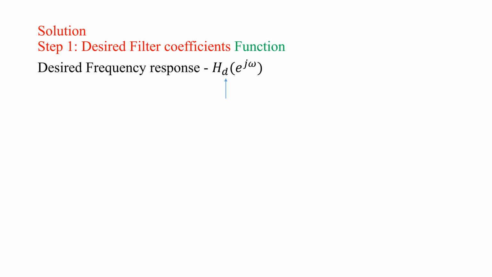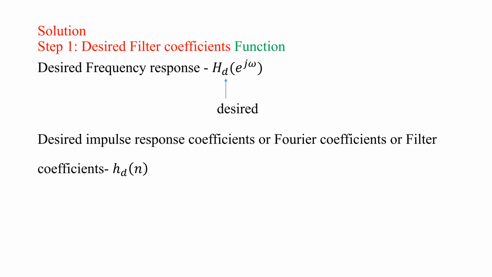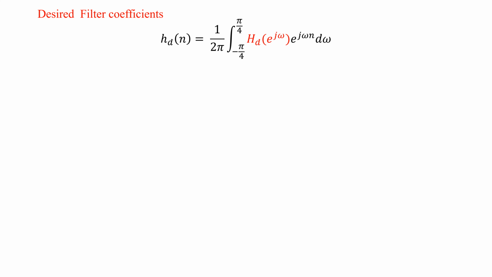Capital HD of e power j omega is the desired frequency response. It is given. Here small d is the desired. Now we have to find the coefficient, that is small hd of n, that we can call the desired impulse response coefficient or Fourier coefficients or filter coefficients. To get hd of n, we can apply inverse Fourier transform on the given capital HD of e power j omega. We can find the desired filter coefficients by using this formula.